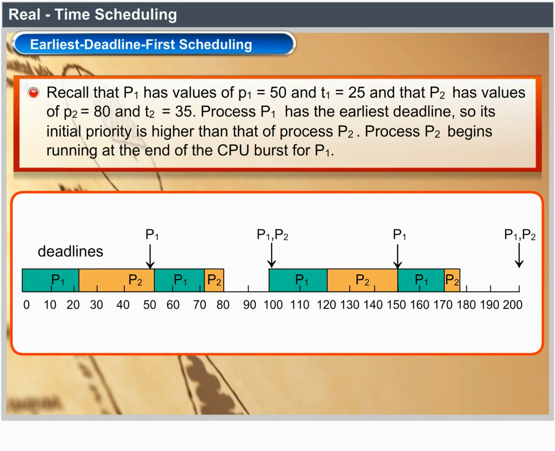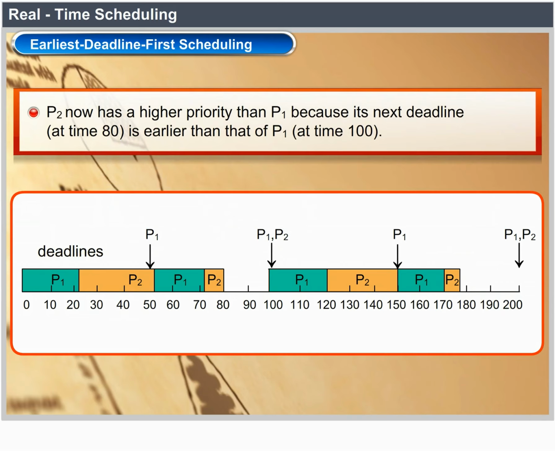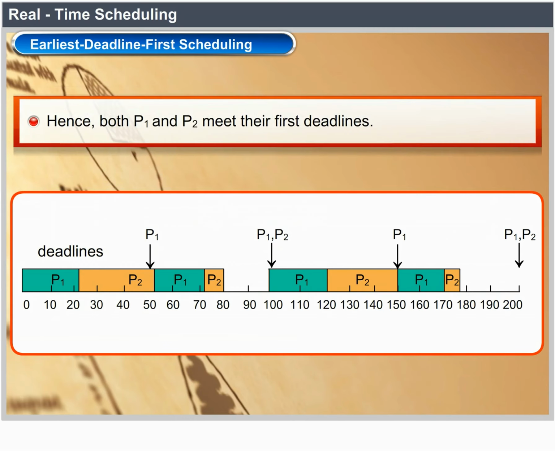Process P2 begins running at the end of the CPU burst for P1. However, whereas rate monotonic scheduling allows P1 to preempt P2 at the beginning of its next period at time 50, EDF scheduling allows process P2 to continue running. P2 now has a higher priority than P1 because its next deadline at time 80 is earlier than that of P1 at time 100. Thus, both P1 and P2 meet their first deadlines.